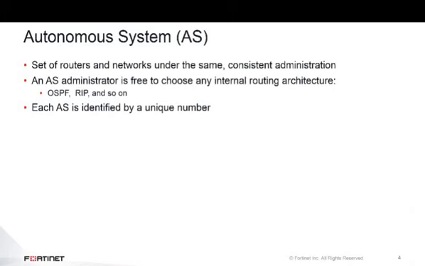In this section, you will review BGP and how to configure it on FortiGate. An AS is a set of routers and networks under the same administration. Each AS is identified by a unique number and usually runs an interior gateway protocol such as OSPF or RIP.